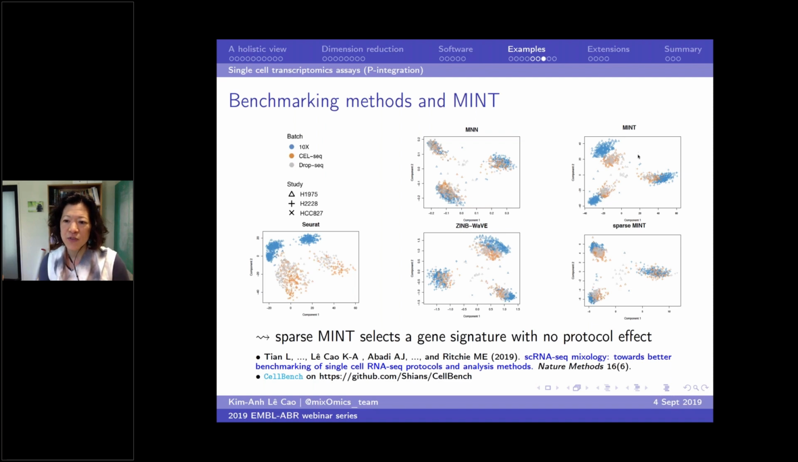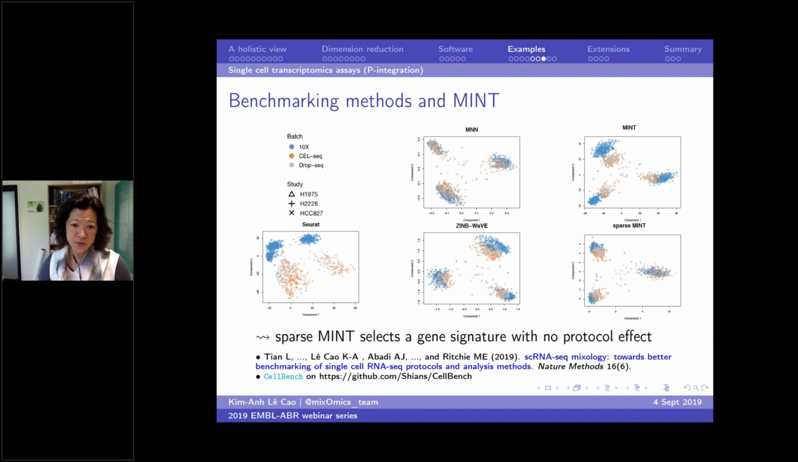With MINT, it was doing an okay job, but we could still see a difference between the protocols. But once we had selected a subset of genes with MINT, then the overlap is much better. What it means is that we were able to identify a gene signature across all these different data sets that was explaining the difference between the cell lines rather than the difference between the protocols.